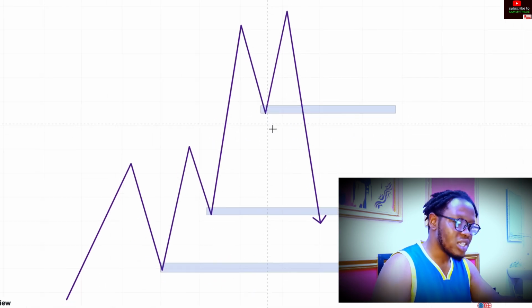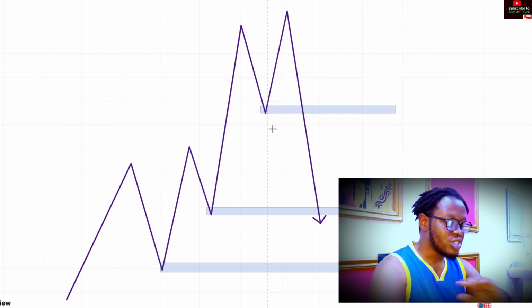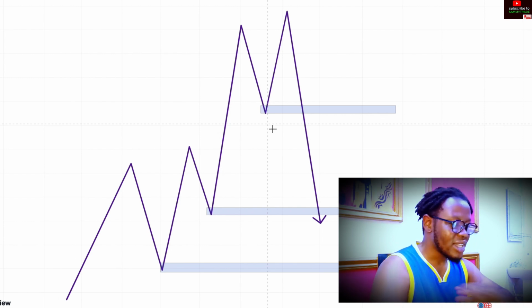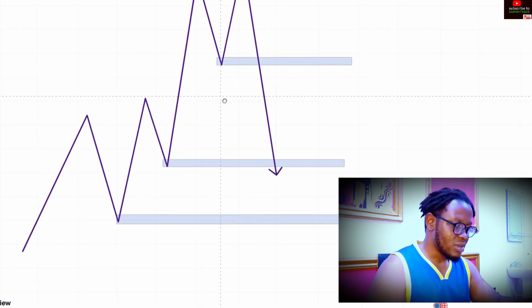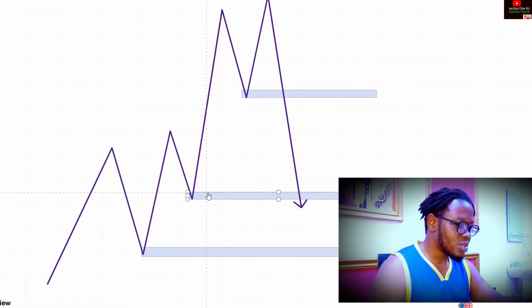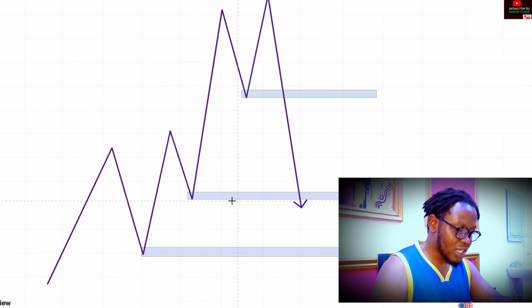So don't trade a change of character at the middle of nowhere. You only trade a change of character when price is at a key level. I don't know if you're understanding me. So basically that's it. Now you're waiting for price to respect any of these demand zones.